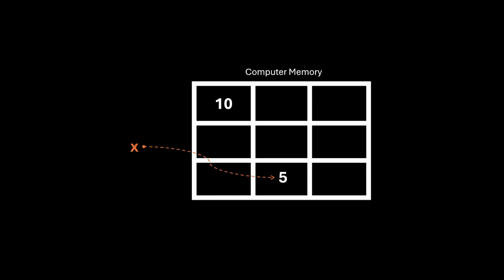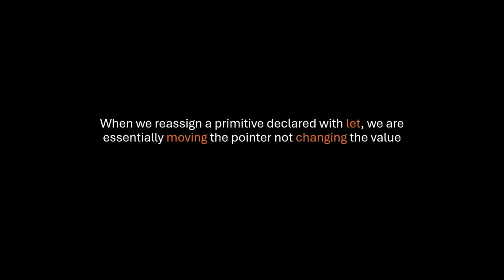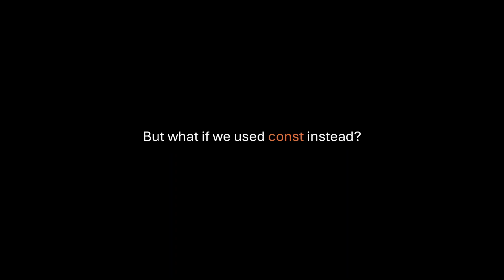Okay, so we didn't change or replace the value 10. What then happens to it now that no other variable is pointing to it? The JavaScript engine has a feature called the garbage collector that periodically scans the computer memory for values without a pointer and removes them to create space for other values later on. The key takeaway is that when we reassign a primitive declared with let, we are moving the pointer, not changing the value. But what if we declared it with const instead?